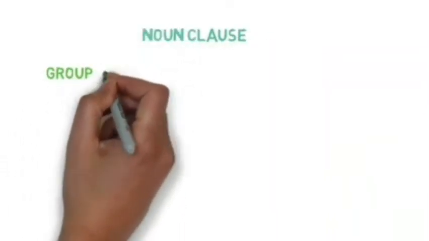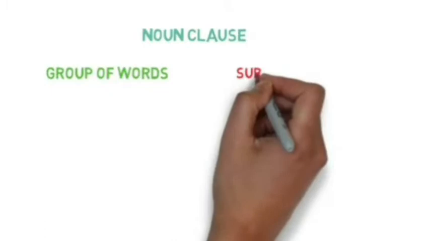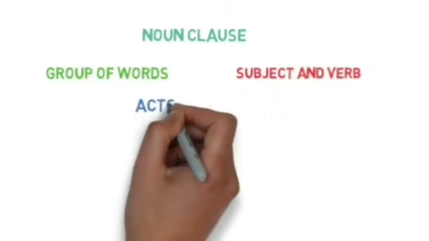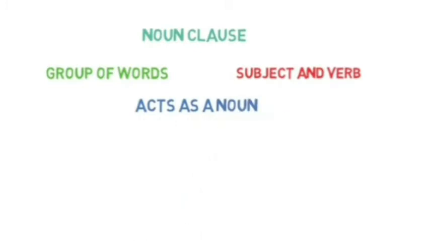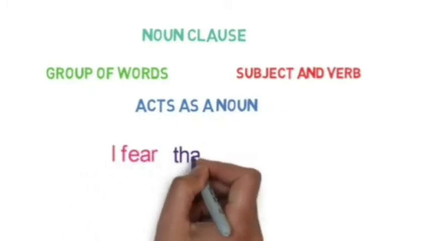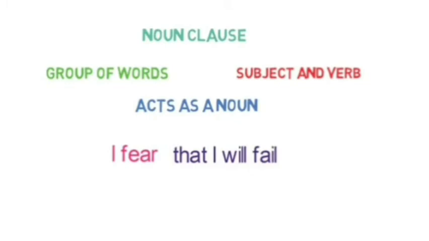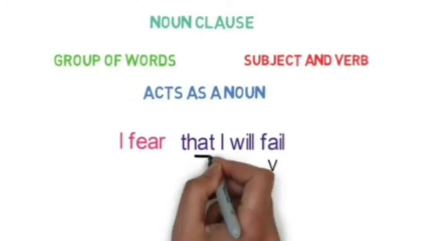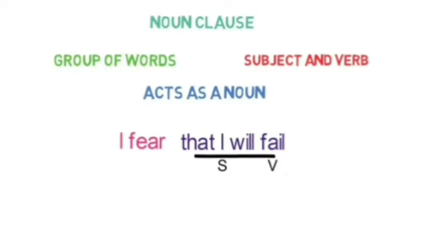What is a noun clause? Noun clause is a group of words having subject and verb of its own, and it acts as a noun in the sentence. For example, I fear that I will fail. Here, that I will fail is a clause as it is a group of words having subject and a verb, and the whole clause is acting as an object of the verb fear. So it's a noun clause.